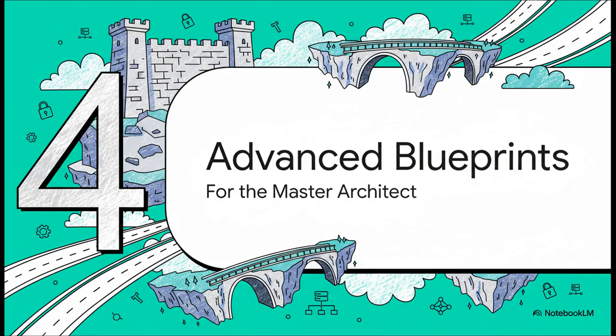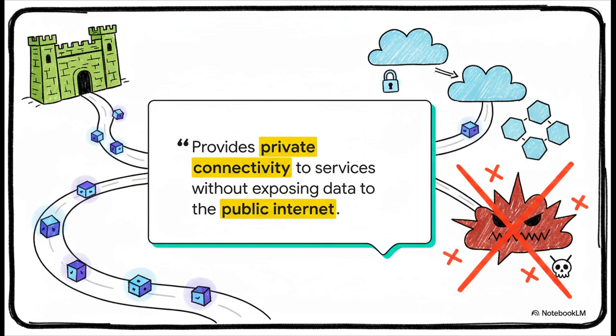Now we get to the really cool stuff. These are the advanced blueprints, the techniques that separate a good architect from a master. We're talking tools for ultimate security and truly massive scale. And this quote right here, it just perfectly captures the magic of a service called AWS PrivateLink.